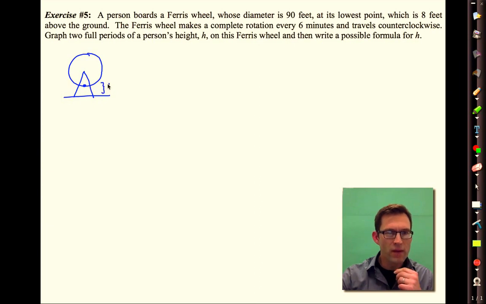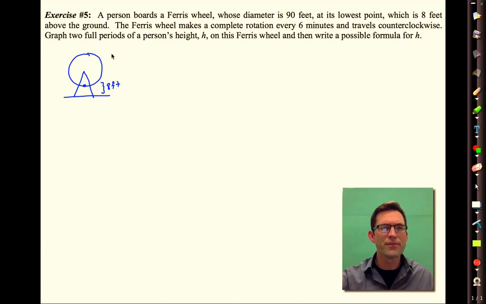What did we know? That was 8 feet above the ground. We also know that the diameter of this thing is 90 feet, and we're traveling counterclockwise. One whole rotation takes 6 minutes. So let's graph this thing, shall we?